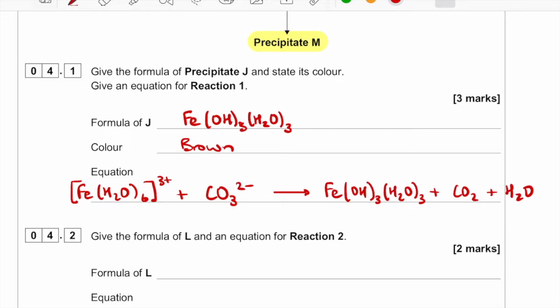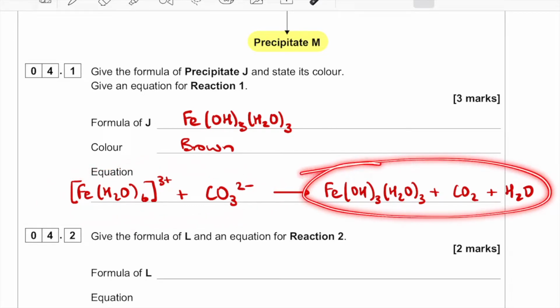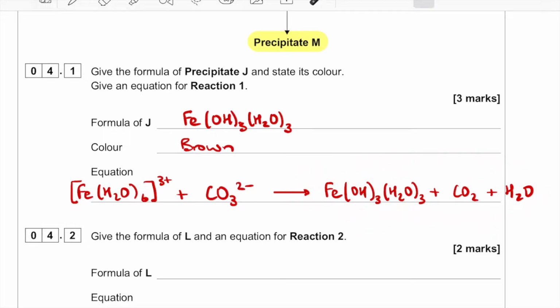So how about balancing it? I think the best strategy to use here is to actually focus on the charges. If we've got 2 charged species on the left, but if we look on the right, no matter how many of the precipitate J's we have, or the carbon dioxides we have, or the water molecules that we have, we're still going to have an overall charge of 0, no matter what molar ratios we put in front. However, we can change the charge on the left.